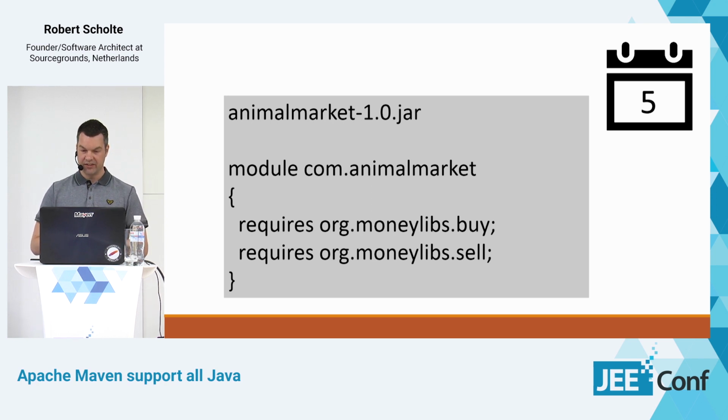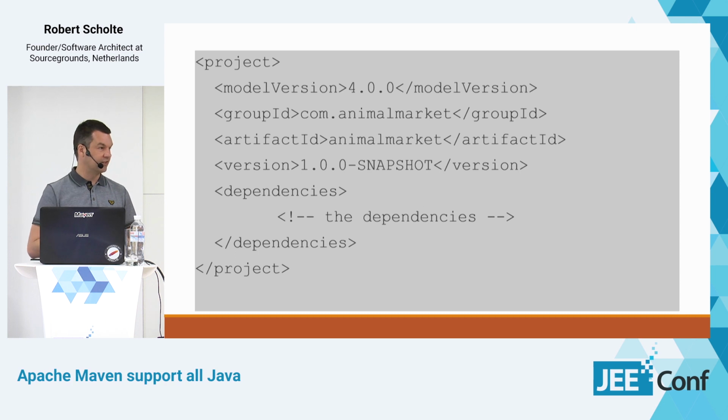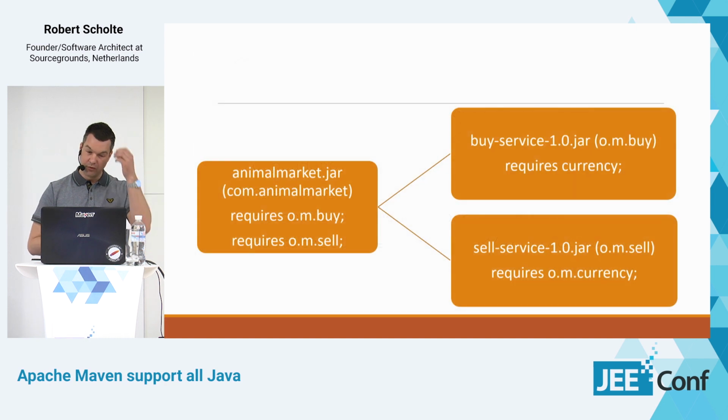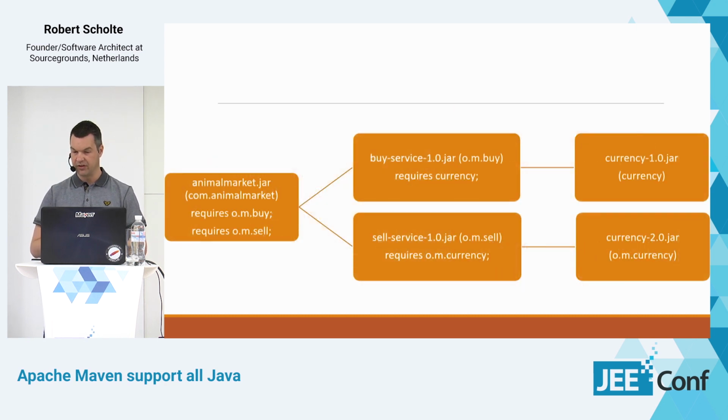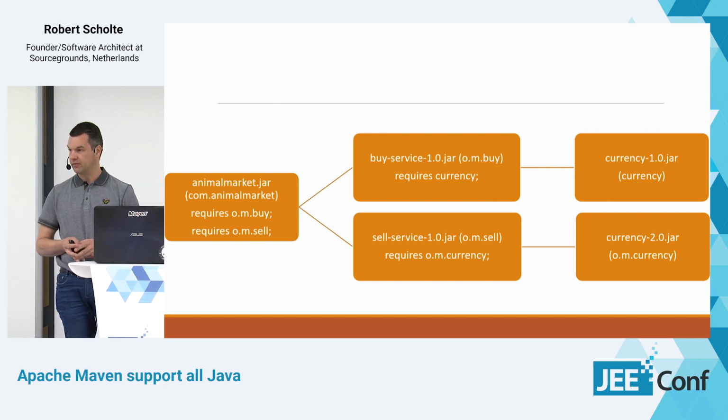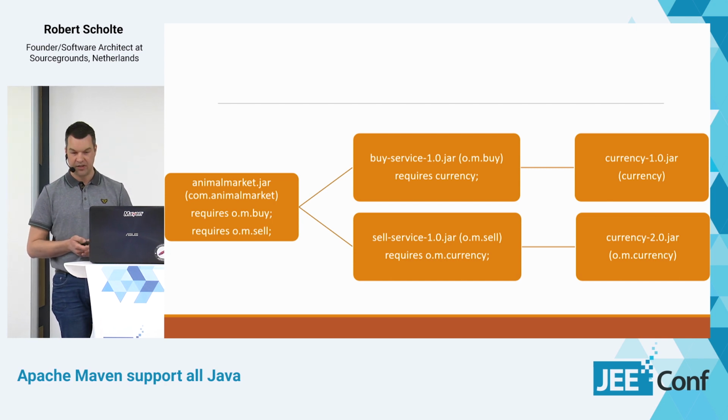So if we are going to redraw this, first, of course, we need a POM file. The group ID, artifact ID, version, whatever, and the dependencies look like this. The buy service and the sell service 1.0. If we're going to redraw it in a graph, you see it like this. And as I showed you, the buy and sell service also have dependencies. So the buy service is using currency 1.0, sell service is using currency 2.0. Well, what does Maven do? It says, okay, so there are two versions of the same artifact. So I'm going to pick the first one.